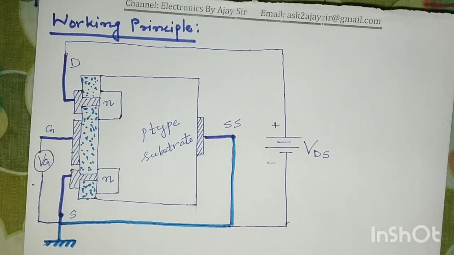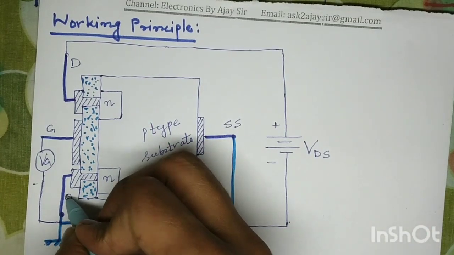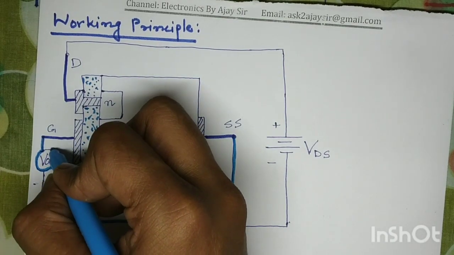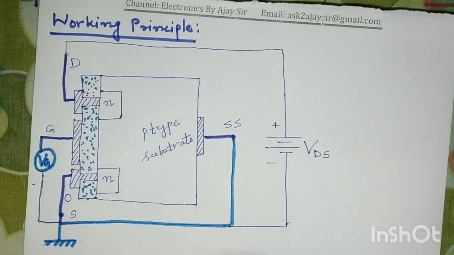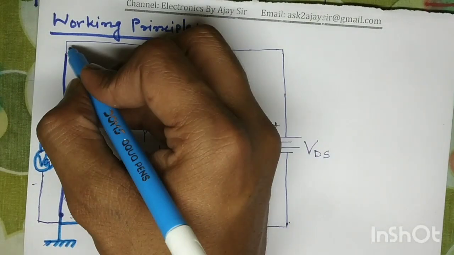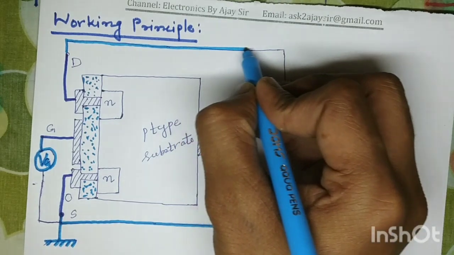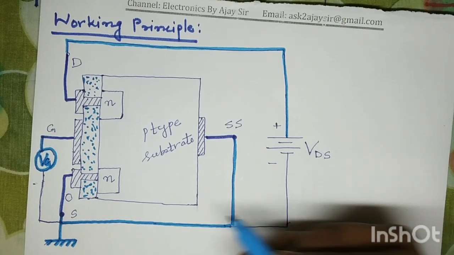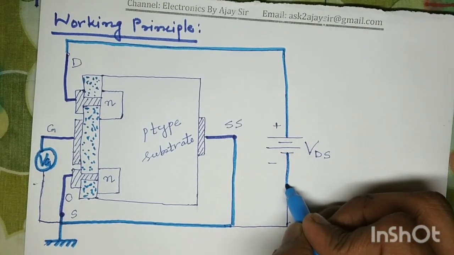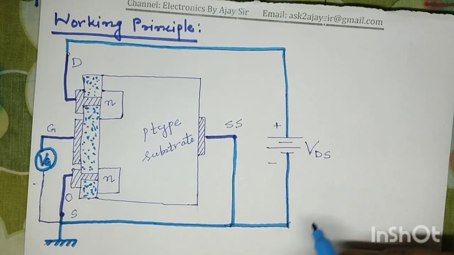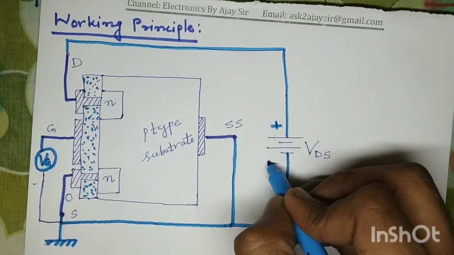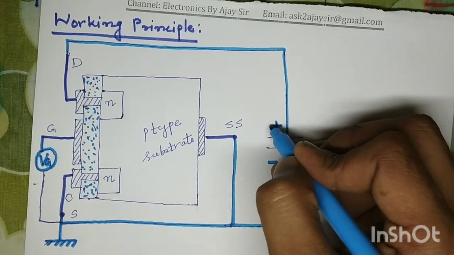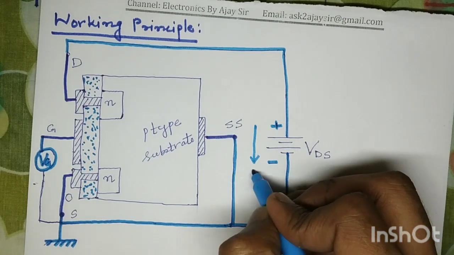So the source is now at zero potential. The gate is connected to a variable voltage source VG, and the drain is connected with one battery. The positive end of the battery is connected to the drain terminal, and the negative end is connected to the ground. Due to this battery, one electric field will develop from the positive side to the negative side, that is in this downward direction.